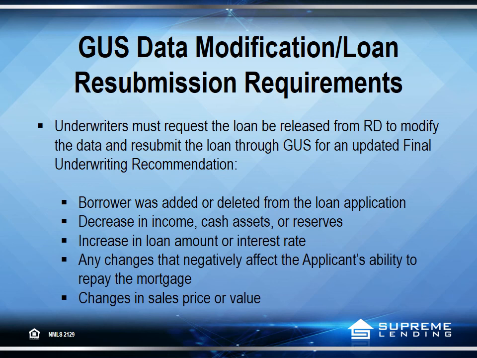Underwriters must request the loan be released from Rural Development to modify the data and resubmit the loan through GUS for an updated final underwriting recommendation. Things that would cause this are an increase in the borrower's rate, any changes that negatively affect the applicant's ability to repay the mortgage, or changes in sales price or value.